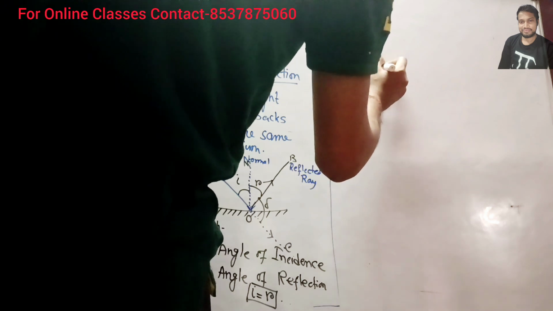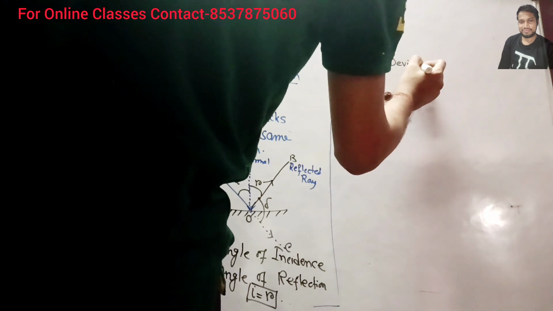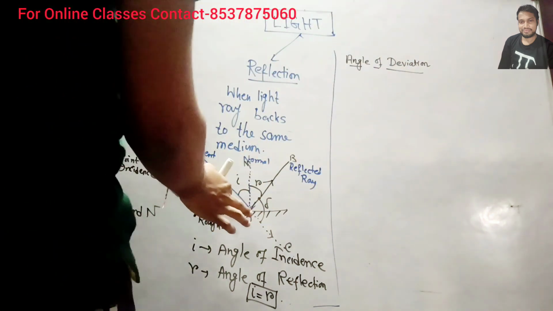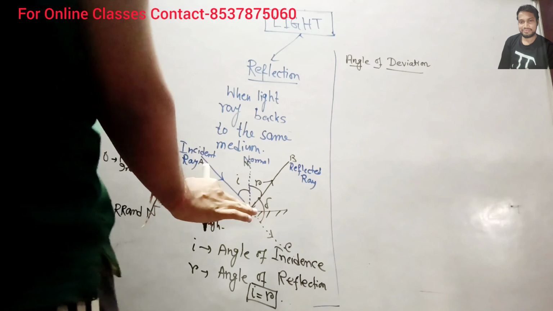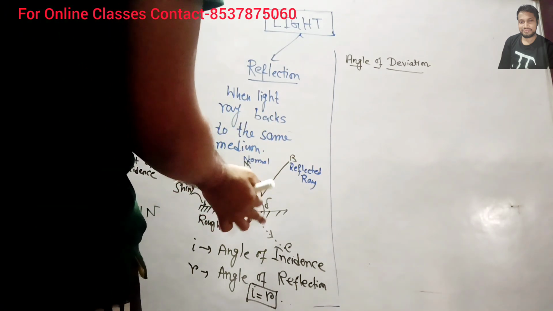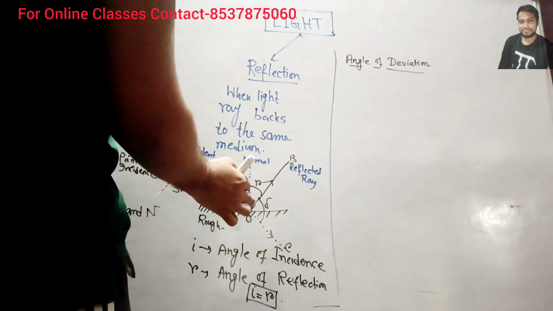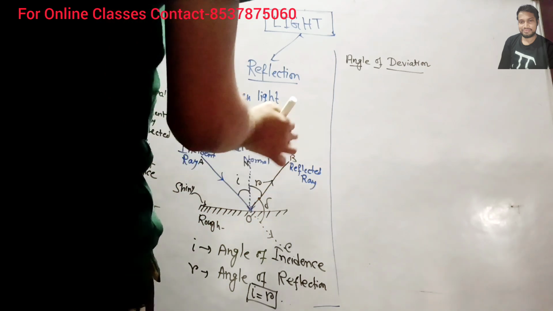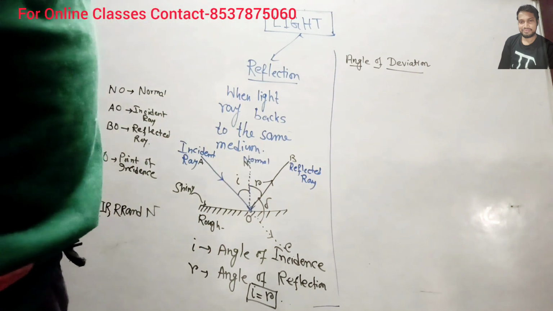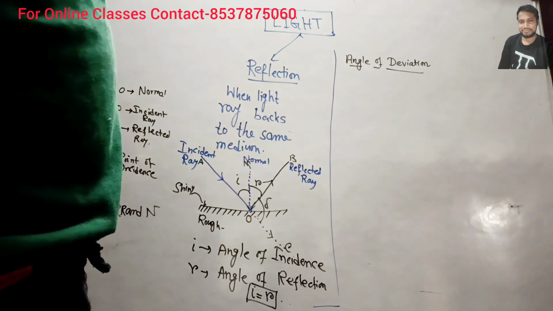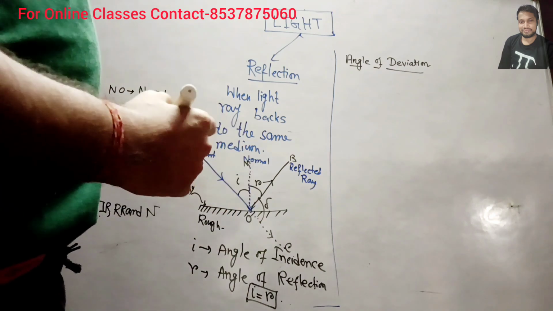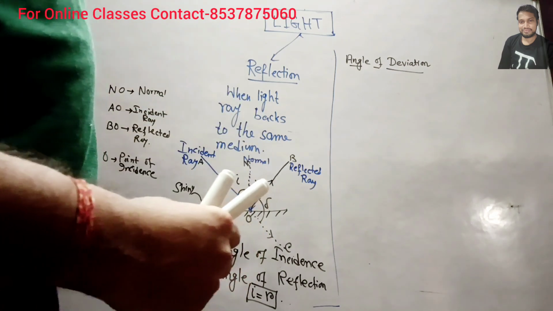What is angle of deviation? Angle of deviation is basically the angle between the path the light ray follows if the mirror is not present, and the path it follows in the presence of the mirror. The angle between them is called the angle of deviation. We can represent it as delta. From there we have to find the relation or formula for the angle of deviation.